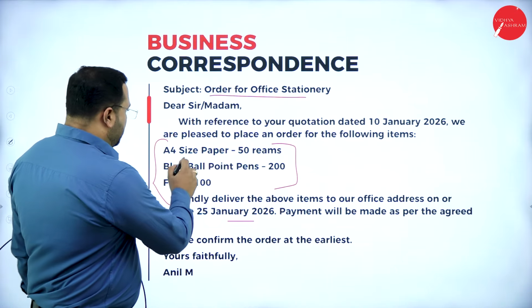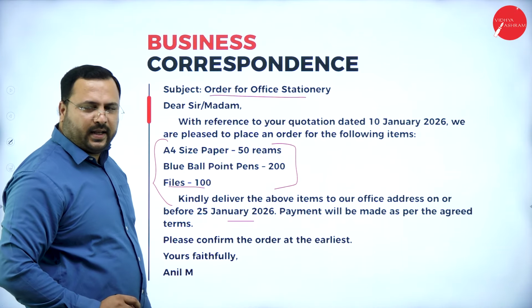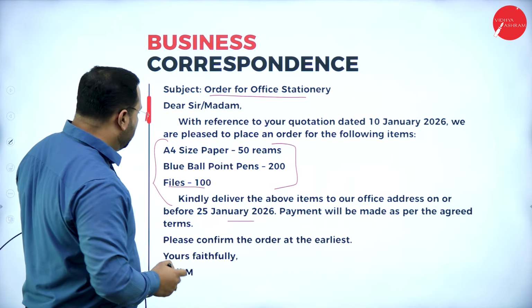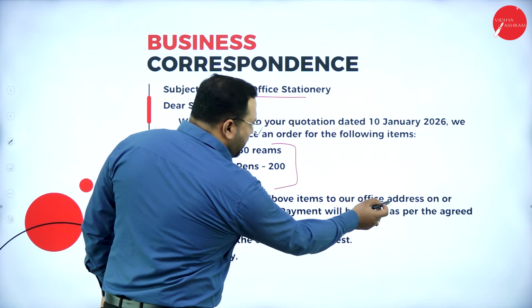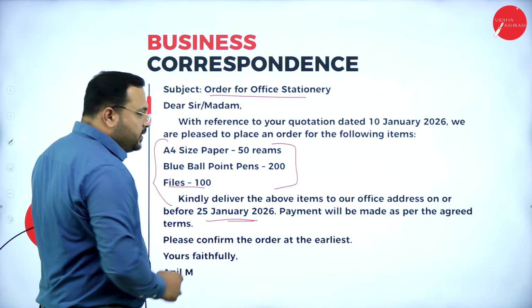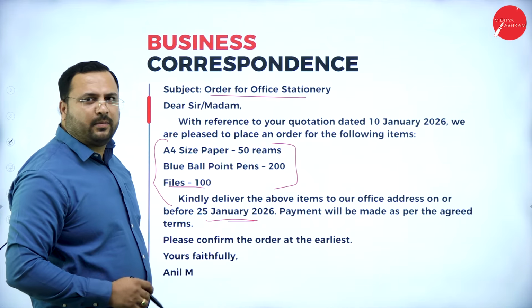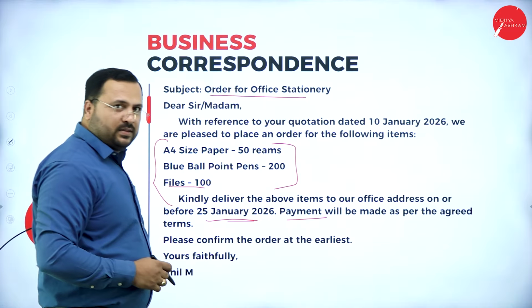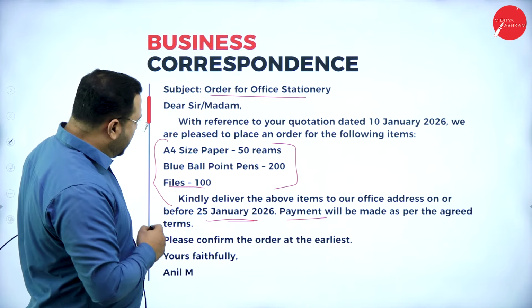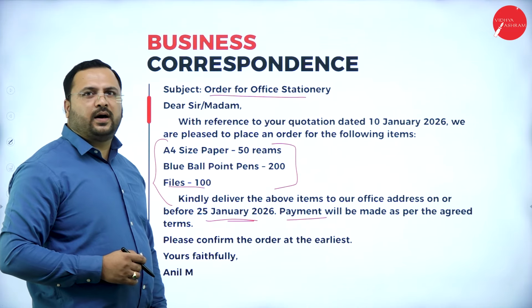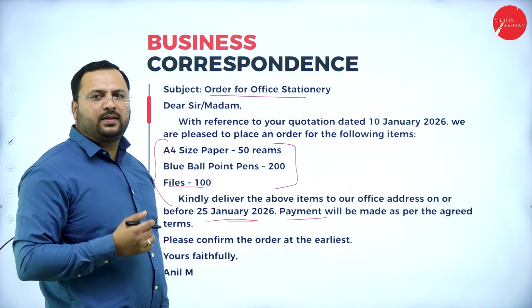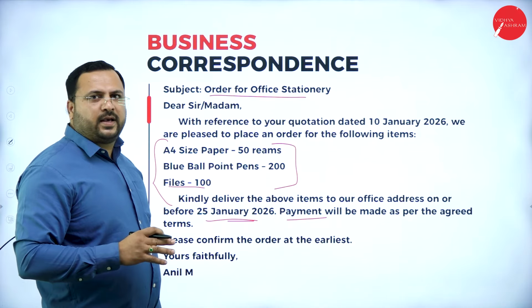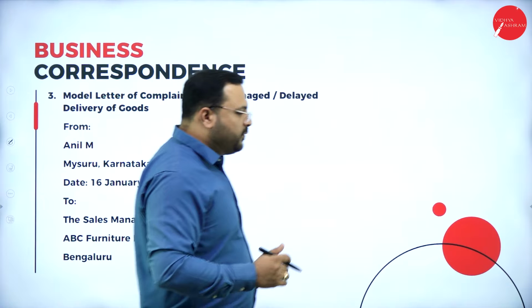First one, mentioning what you really need. Then, delivery of the above items on a determined date. Then, you have to mention how the payment will be done. Again, please confirm the order at the earliest, so they need an immediate response. So this makes an order letter. Moving forward.